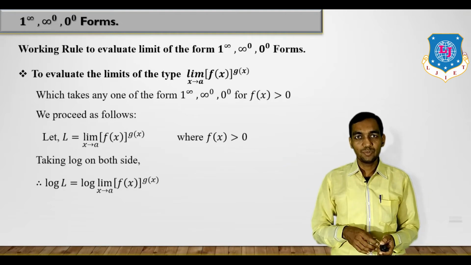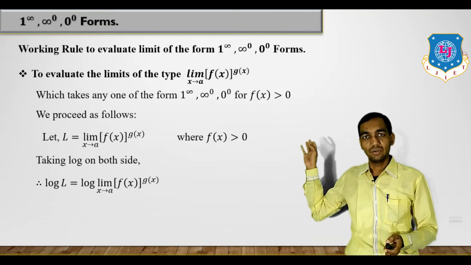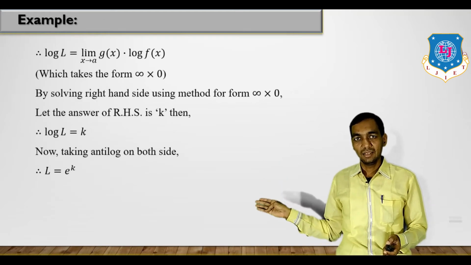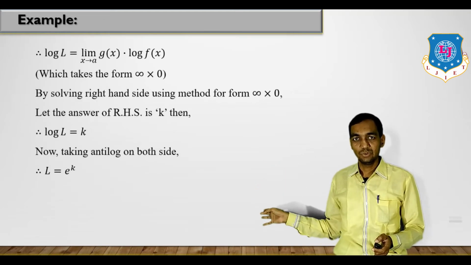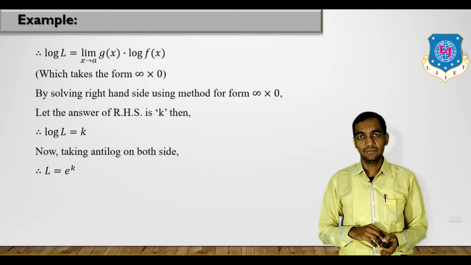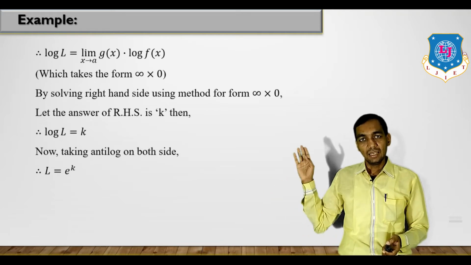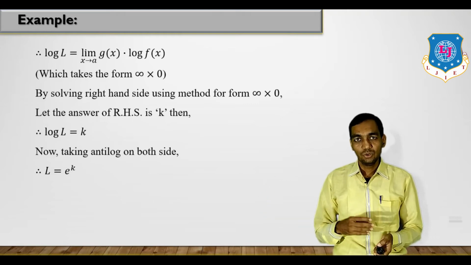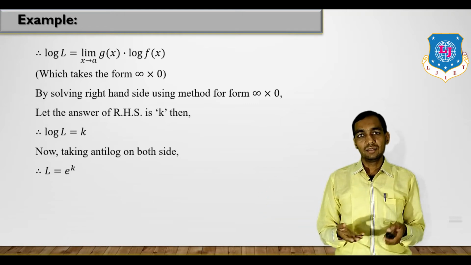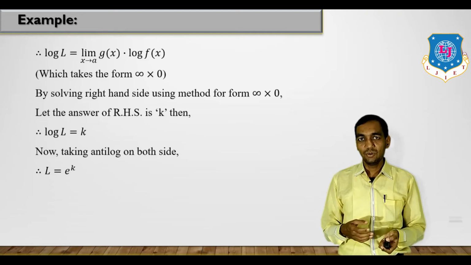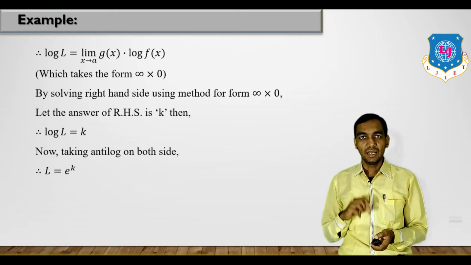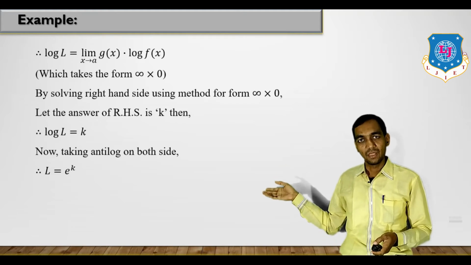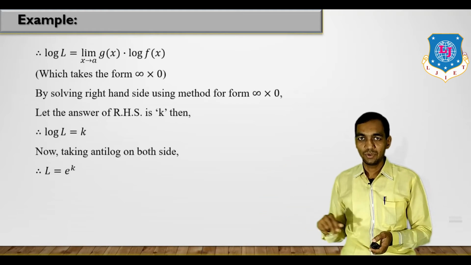And if you apply the properties of log, then the power goes in multiplication of log. So that will give you log of capital L is equal to limit x tends to a, g(x) into log of f(x). Now see, this form is 0 into infinity or infinity into 0 form. So you can apply the 0 into infinity method and evaluate this limit, and once you have the value of the limit, suppose that value is k, then you will have log capital L is equal to k.